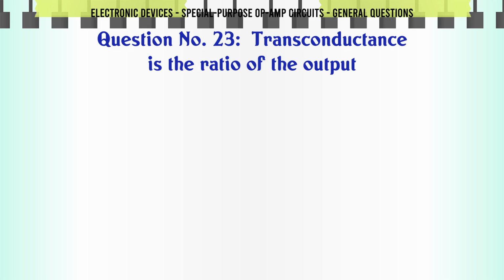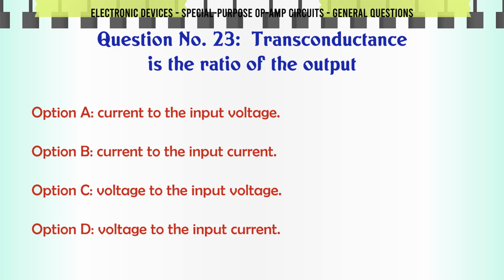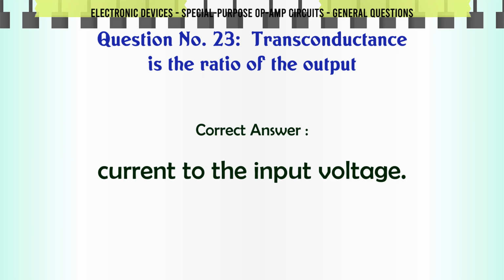Transconductance is the ratio of the output A. Current to the input voltage. B. Current to the input current. C. Voltage to the input voltage. D. Voltage to the input current. The correct answer is current to the input voltage.